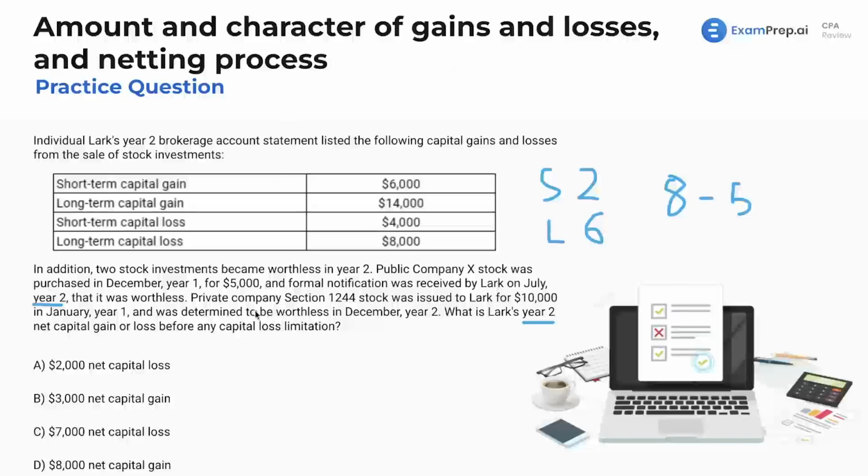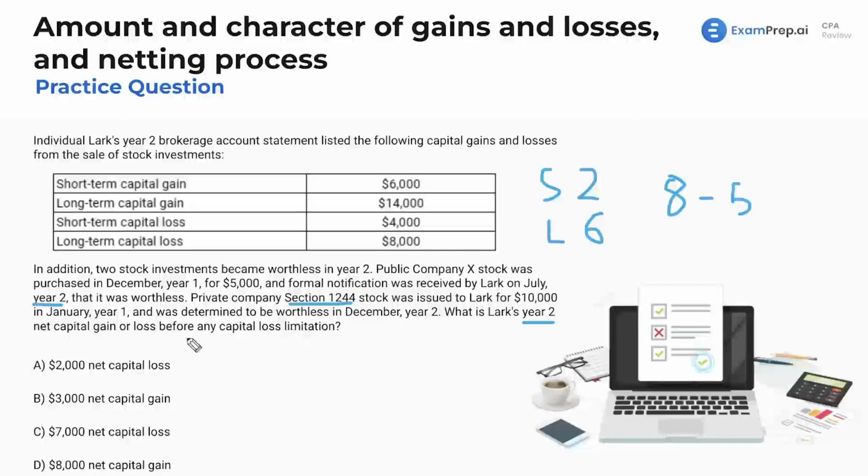So the character of this gain or loss, it's going to be a loss because it's worthless stock. The character of this 1244 worthless stock is ordinary. So we would completely ignore that. Now, for the purposes of taxation, that $10,000, for sure, is going to be somewhere on your tax return. That's going to be counted as an ordinary loss.